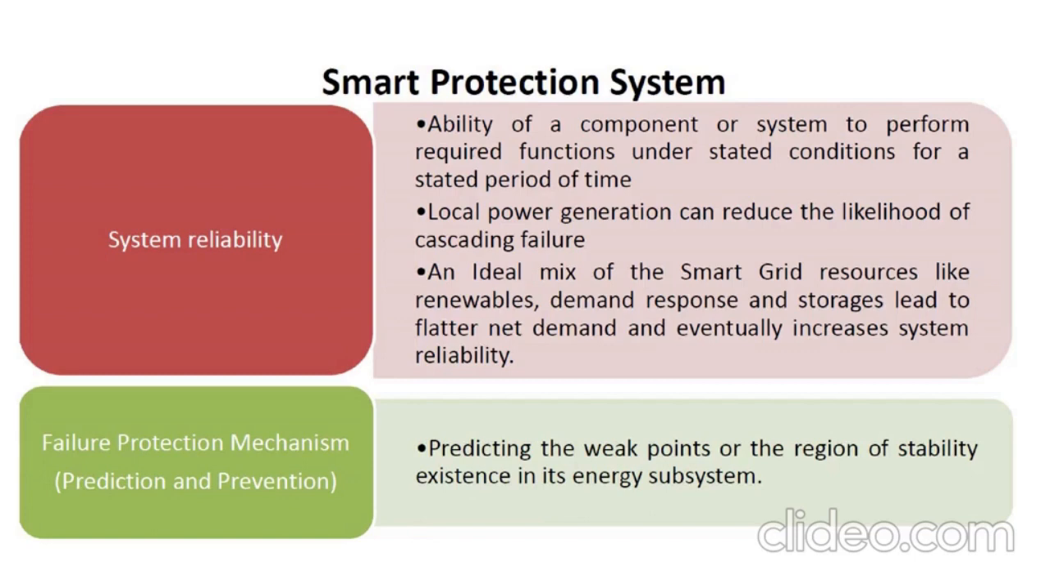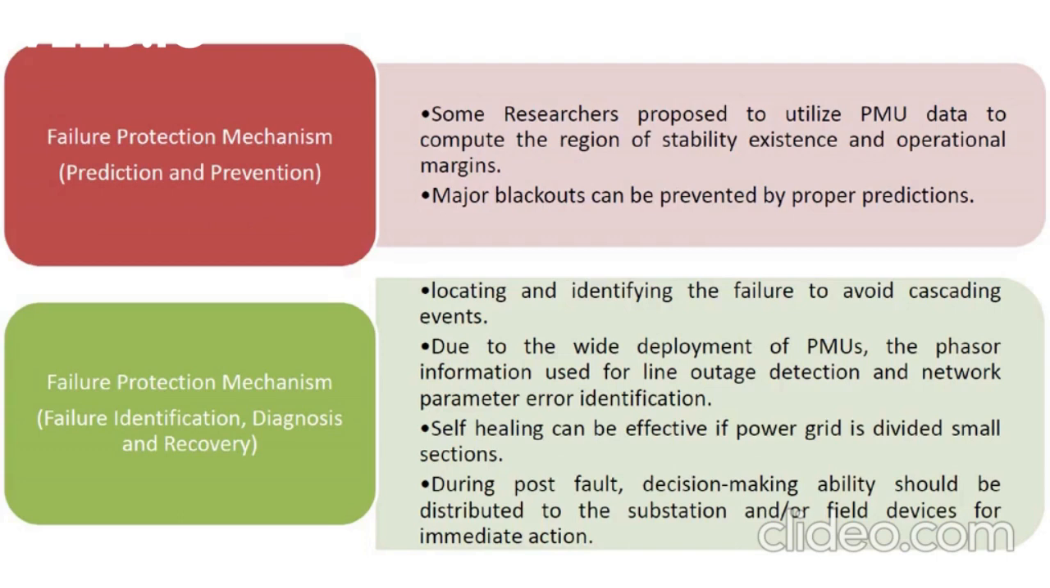System reliability means the ability of a component to perform a required function under stated conditions for a stated period of time. The failure protection mechanism is to predict the weakening points or the residual stability existence in its energy subsystem. With prediction and prevention, some research proposes to utilize PMU data to compute the region of stability existence. So major lockouts can be prevented by this.